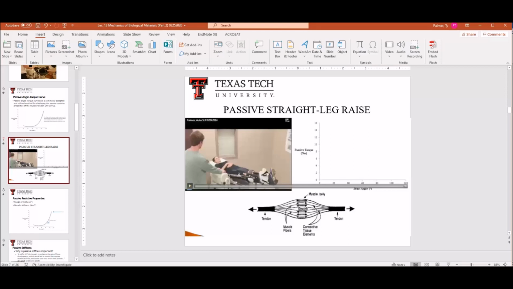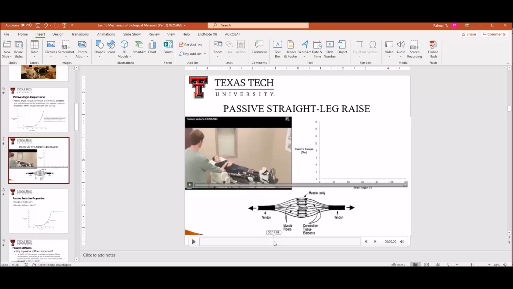We do this assessment quite a bit in our laboratory here at Texas Tech. This is called a straight leg raise assessment. And as you see here in the picture in the left corner, we have the subject laying down on their back, and then we connect their leg, the leg that we're testing, in this case the right leg, to a machine called a Biodex, which is an isokinetic dynamometer. And what this device does is we can program it to provide a dynamic or passive stretch to the leg that we're testing.